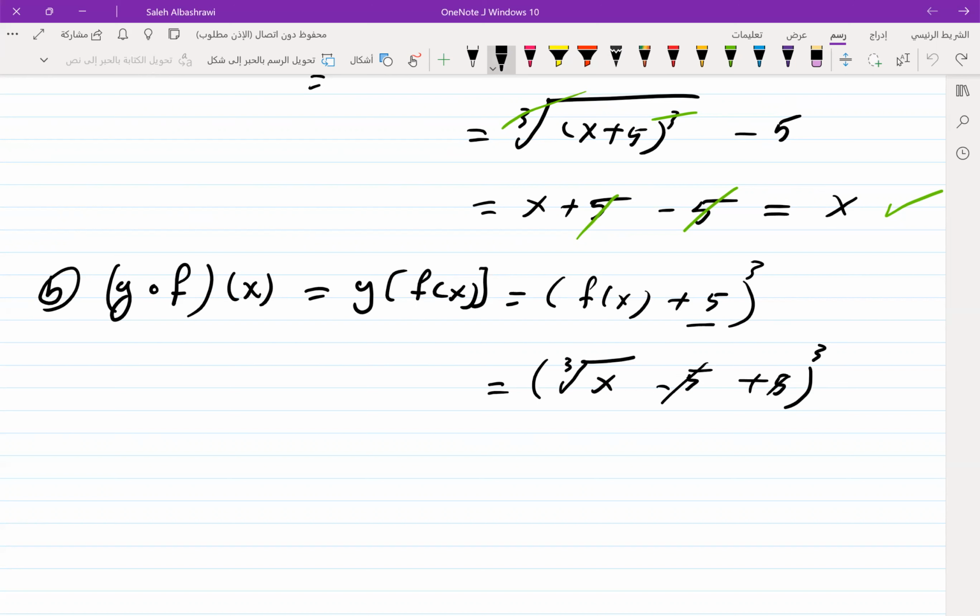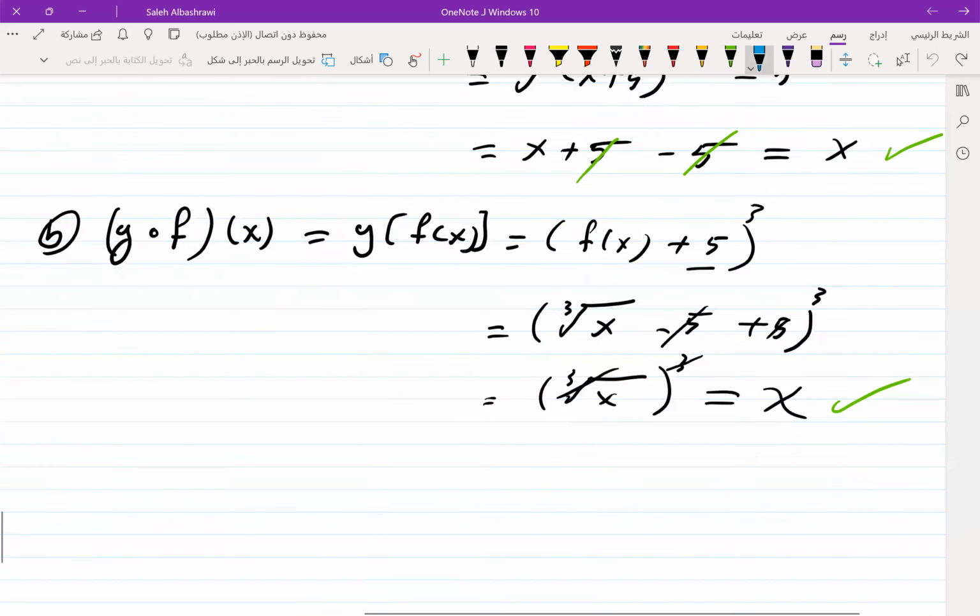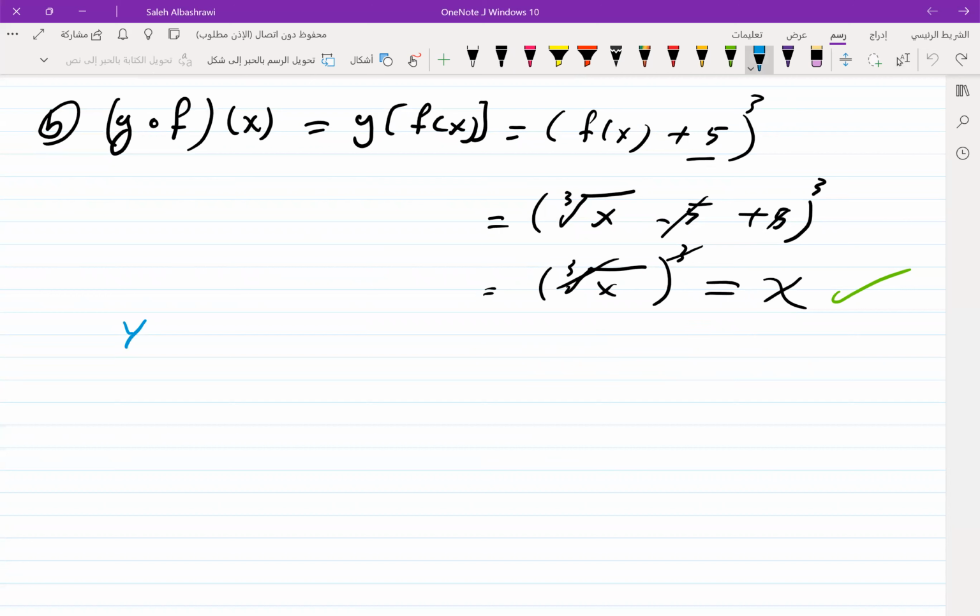Minus 5 will cancel 5. I will have only the third root of x, all to the power 3. The 3 will cancel this, and I will have x. That means the second condition is also satisfied. It means these two functions are inverses of each other. So this is the idea of how to check whether the given functions are inverses or not.